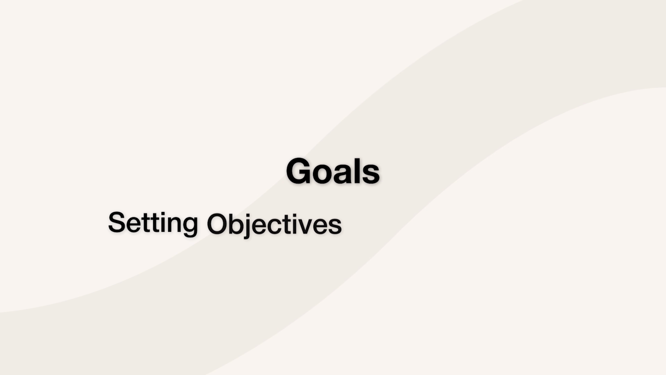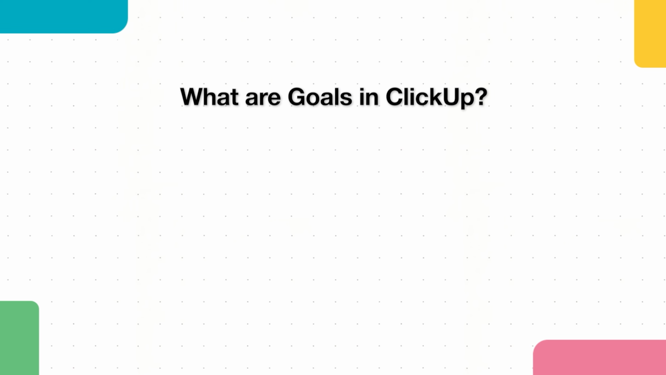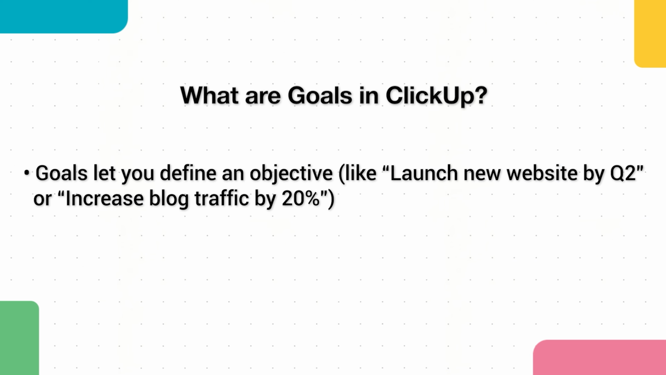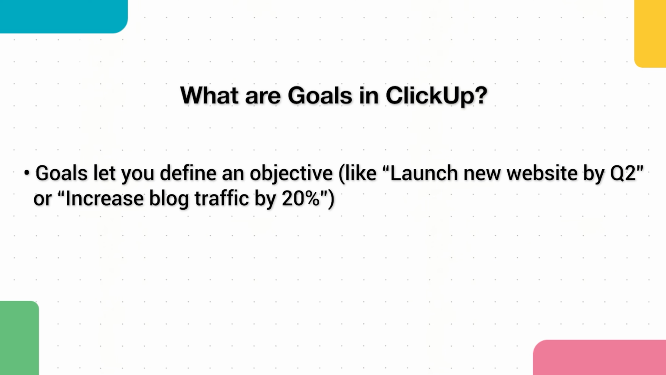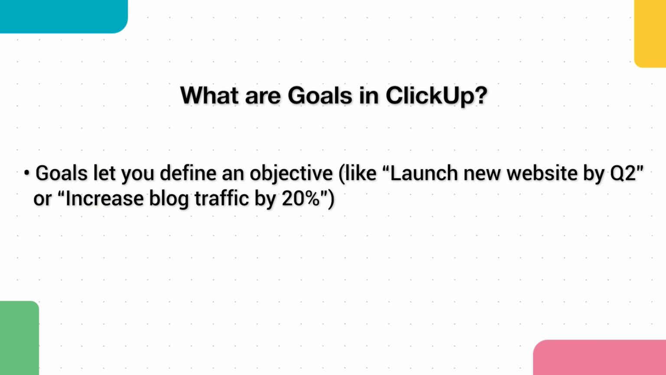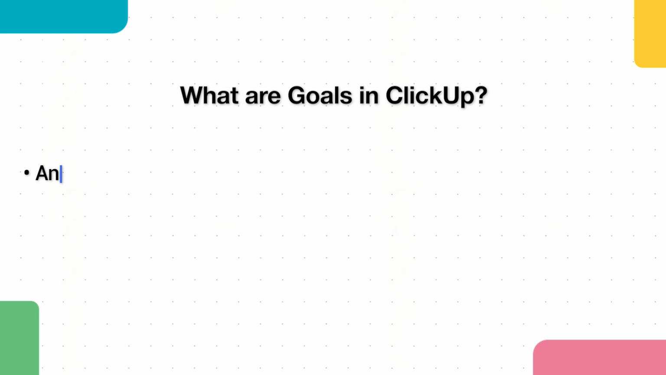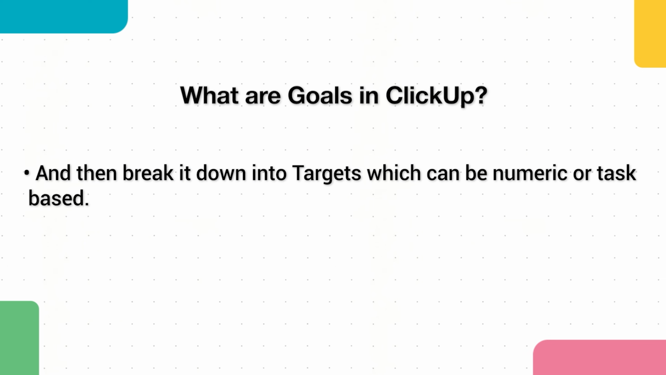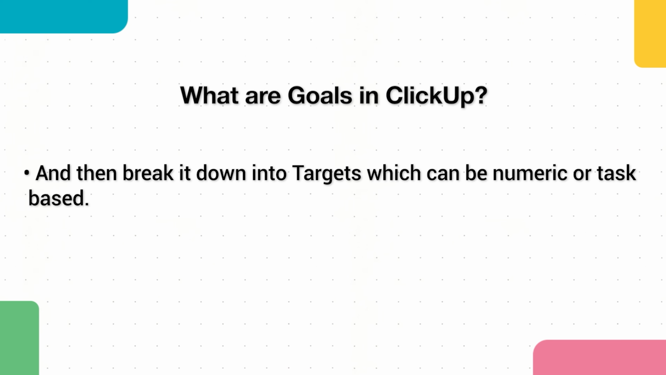Goals. Setting objectives and key results. What are goals in ClickUp? Goals let you define an objective, like launch new website by Q2 or increase blog traffic by 20%. And then break it down into targets, which can be numeric or task-based. It's useful for OKRs, objectives and key results, or any target you want to quantify and track.